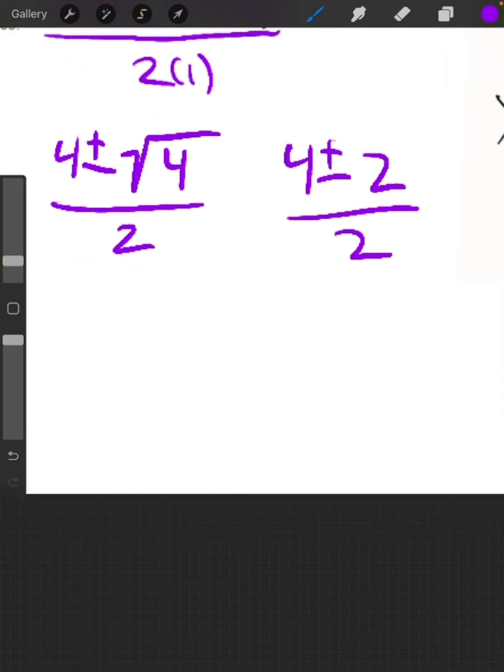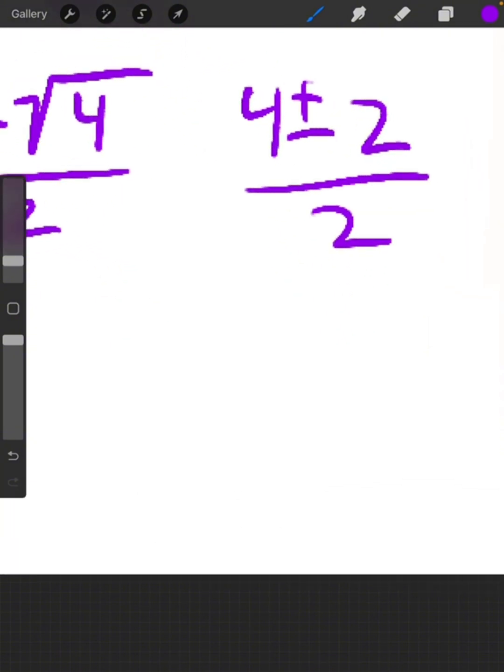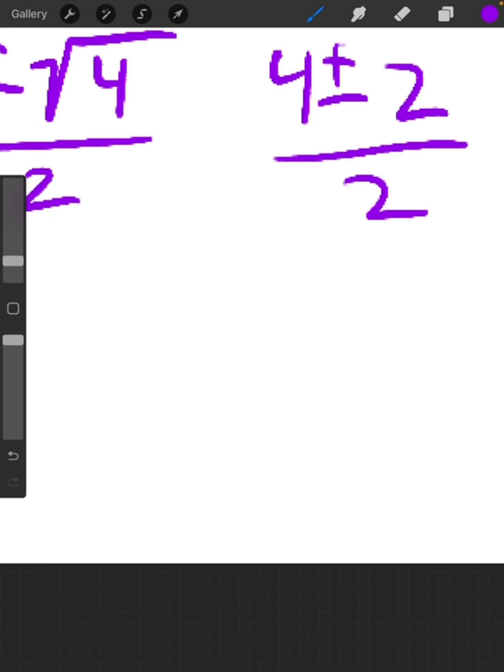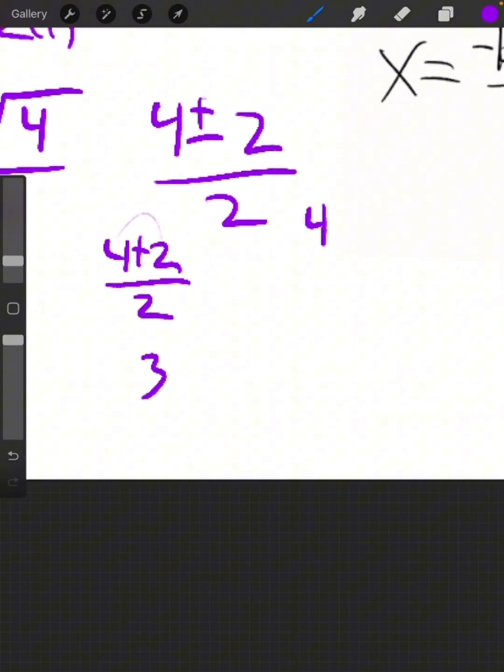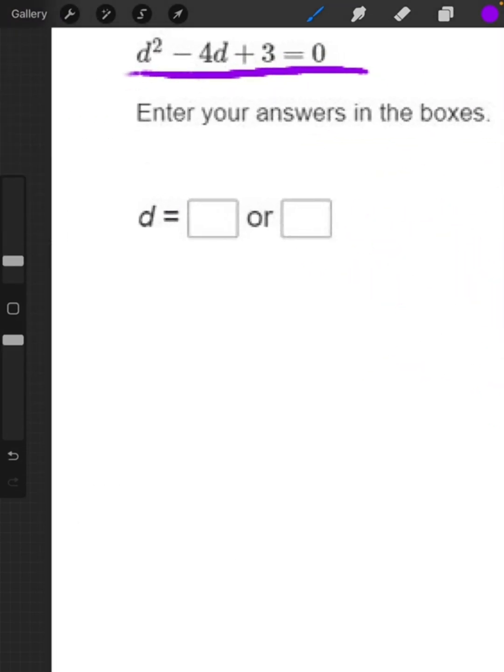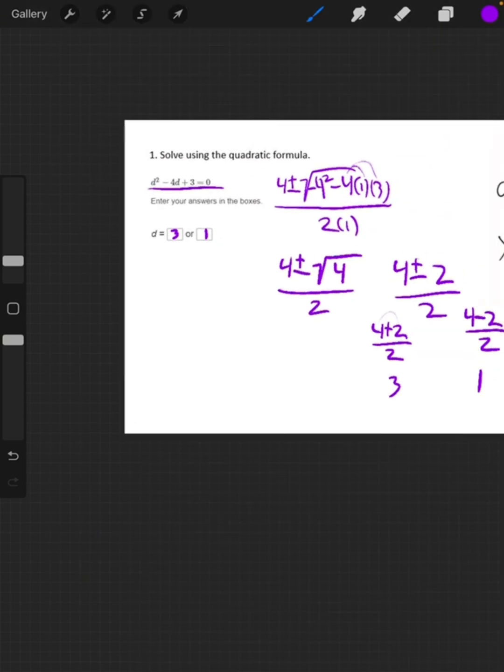And let's separate these equations to see both answers. So first, let's do 4 plus 2 over 2. And then 4 plus 2, that equals 6. And 6 divided by 2 equals 3. So the answer would be 3. And then 4 minus 2 over 2. And 4 minus 2 equals 2. And then 2 divided by 2 equals 1. So those are 2 answers, 3 and 1.